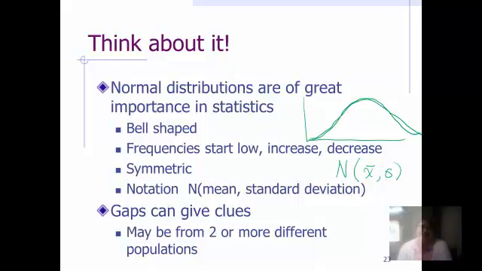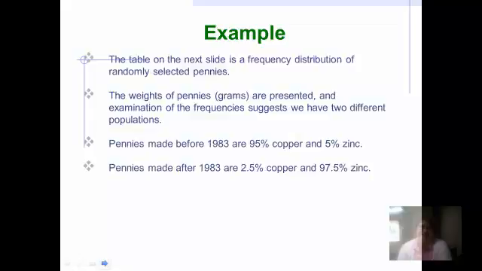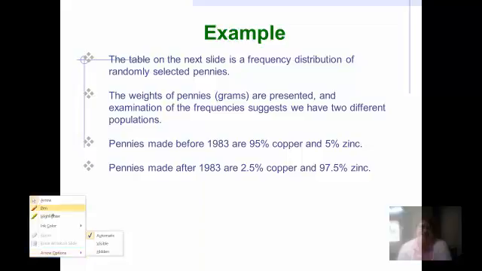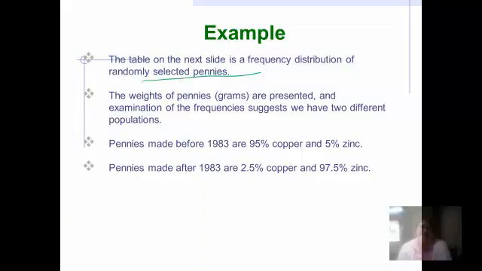Gaps in any distribution can give you clues. They may be from two or more different populations. For instance, let's look at this. We looked at a bunch of pennies, so randomly selected pennies. And then we looked at the frequencies of their weights. And we have something very different. Now remember, pennies before 1983 are mostly copper. Pennies after 1983 are mostly zinc because of the high price of copper.